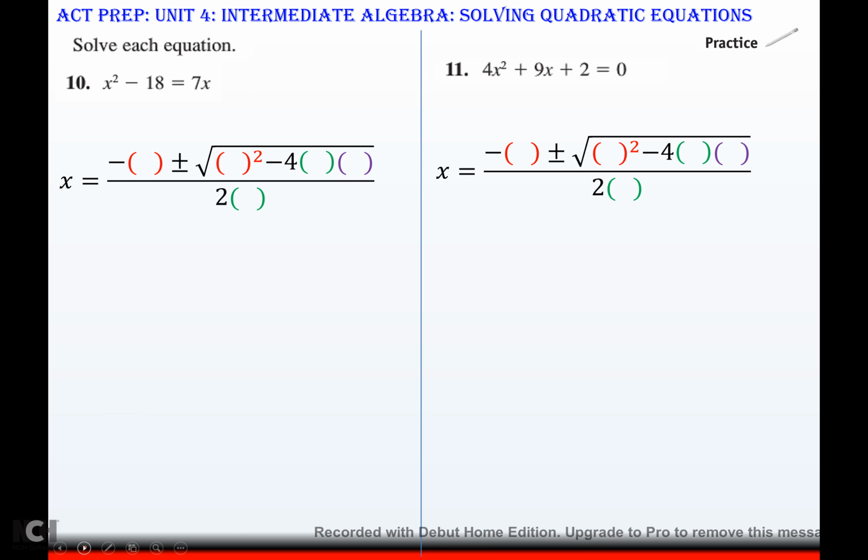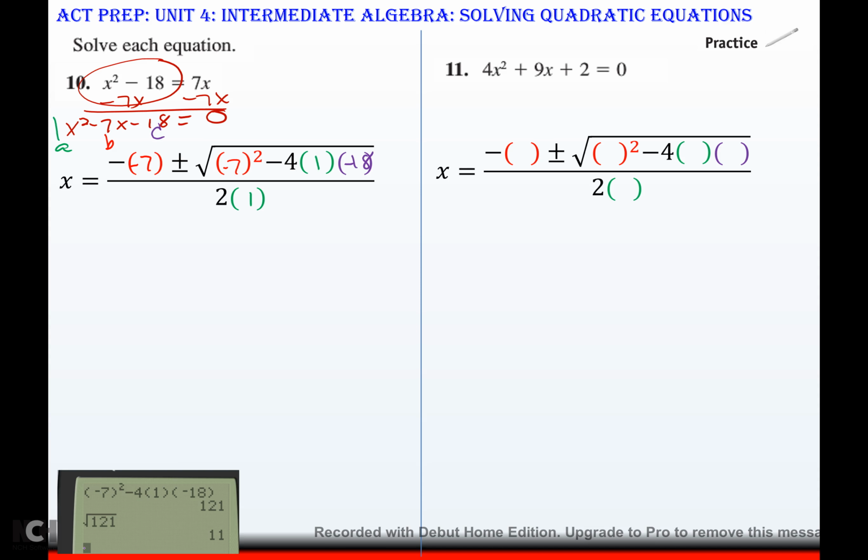Alright, number 10 is not in standard form, so we're going to minus 7x, which gives me 0 on one side. Quadratic order would be x squared minus 7x minus 18, which tells me that b is negative 7, that a is positive 1, and that c is negative 18. Typing in just what's under the radical, we get 121. So that gives me x equals a positive 7 plus or minus the square root of 121 all over 2.